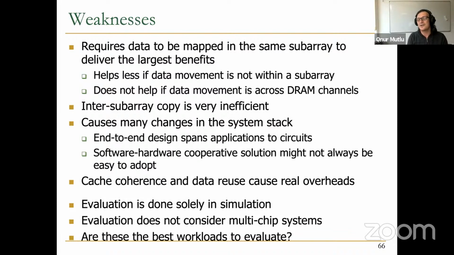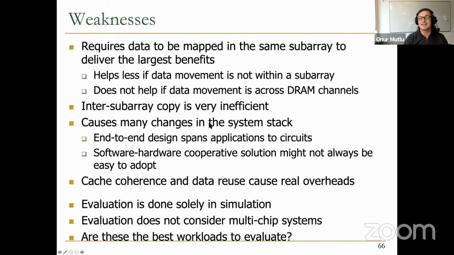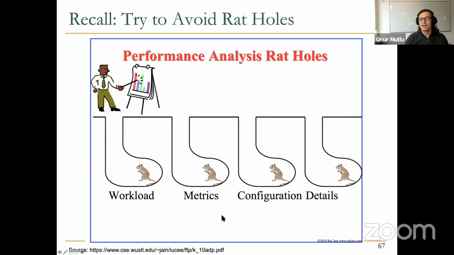But you could poke a lot of holes into evaluation, but in essence, they're not as fundamental as concepts, mechanisms, etc. So basically, my suggestion to you is try to avoid the rat holes. Try to find the bigger weaknesses. So clearly, these are weaknesses that are independent of the workload or evaluation, but these are weaknesses that are solely evaluation and workload based. So they're closer to the rat holes over here: workload, metrics, configuration, and details.